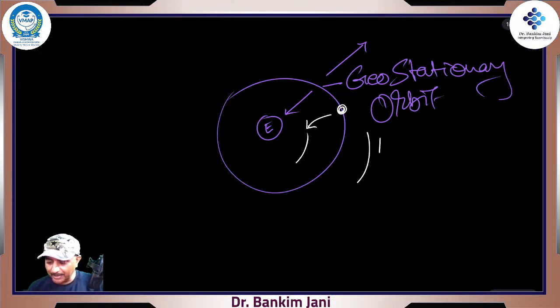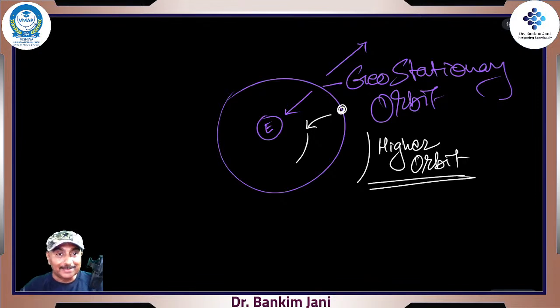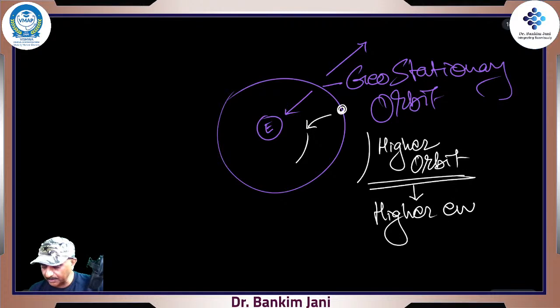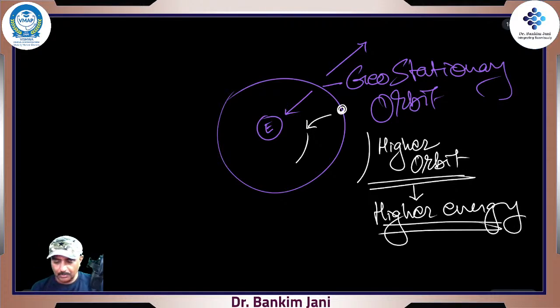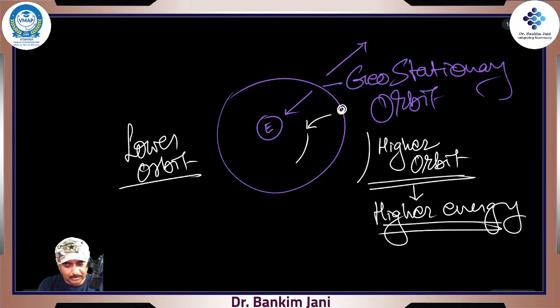Now, when they are in the higher orbit, they require more energy because they always try to fly away from the Earth. The Earth's effect is not that prominent and the gravitational pull is less. That's why they require higher energy so that they keep on moving around. So higher orbit means higher energy. Lower orbits, lower energy.